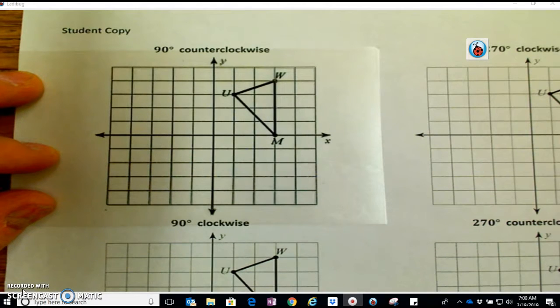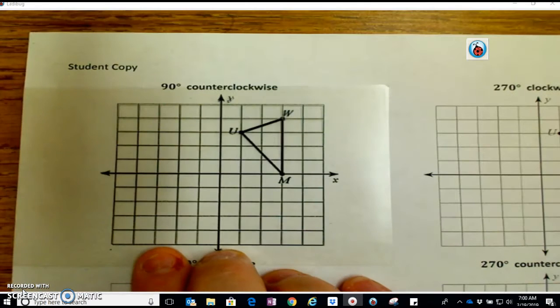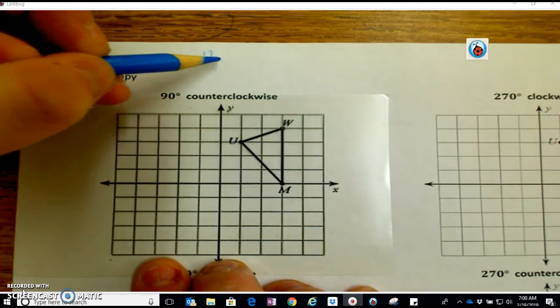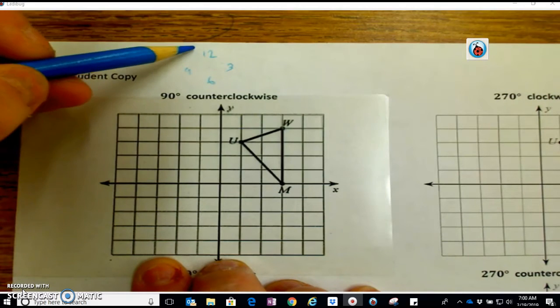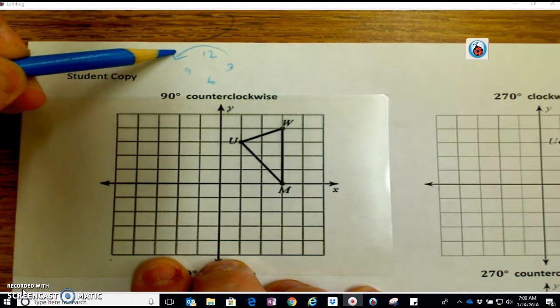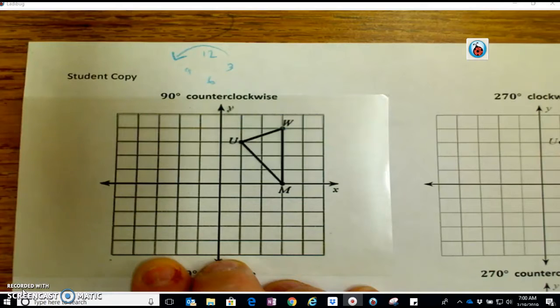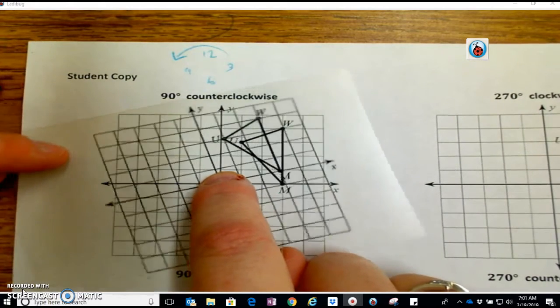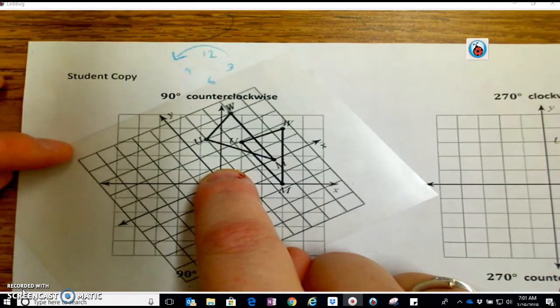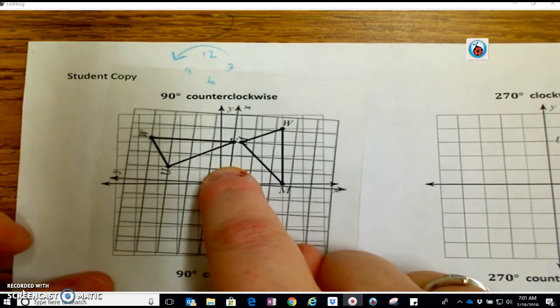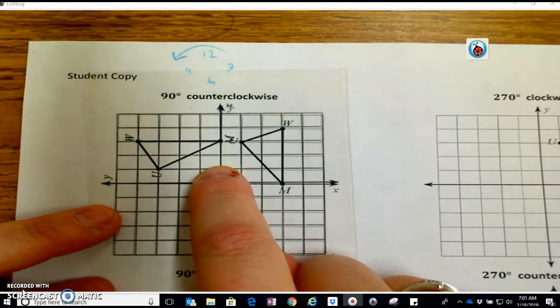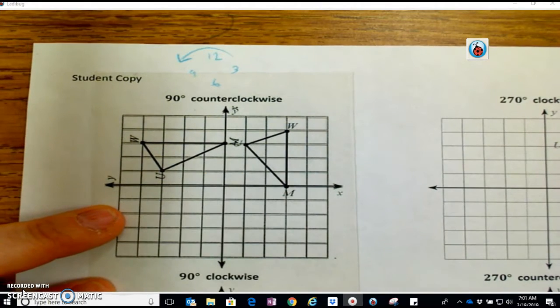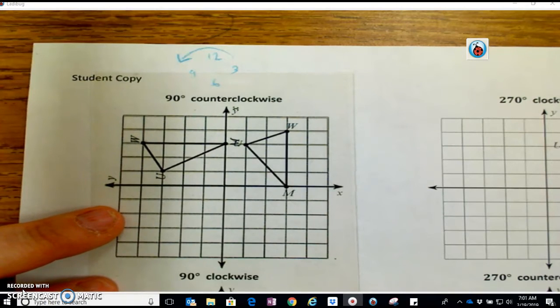From there, 90 degrees counterclockwise. If you need to, make a clock at the top of your paper: 3, 6, 9. Clockwise is going to the right, so counterclockwise is going to the left. How do you know if you've gone 90 degrees? You use the X and Y axes to tell you how far you've gone. You turn it until your X and Y axes line back up again. So that is a 90-degree counterclockwise.